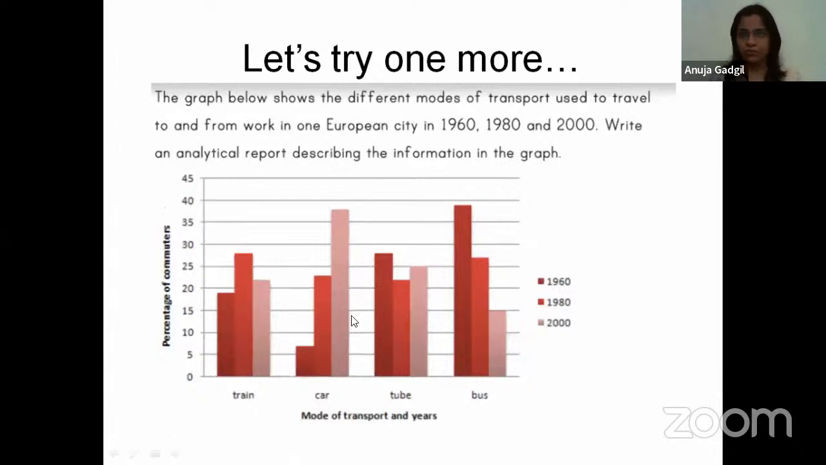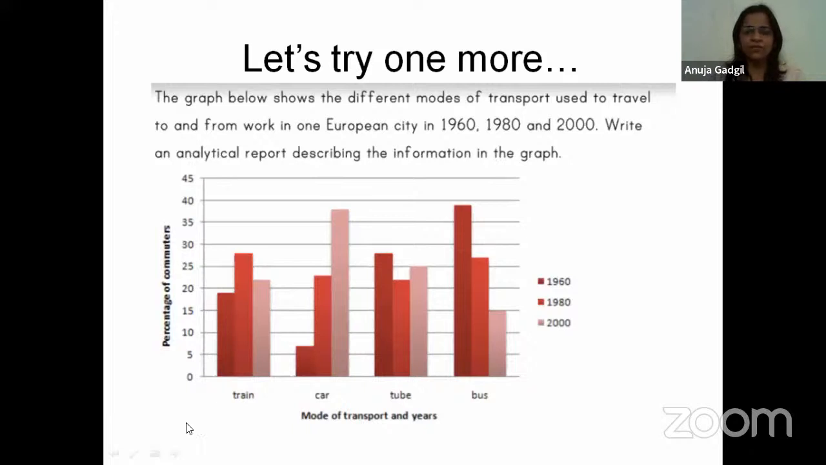Let's try one more. We have one more. Now I have a question for you, my dear friends. Observe. Tell me what type of diagram this is. Is that a line graph or a bar graph? Multiple bar graph. Yes, Ramadevi, very good.